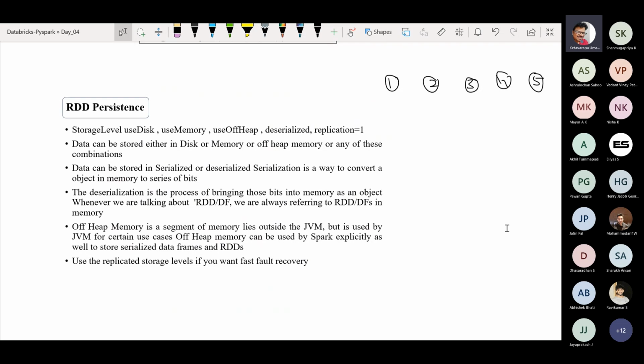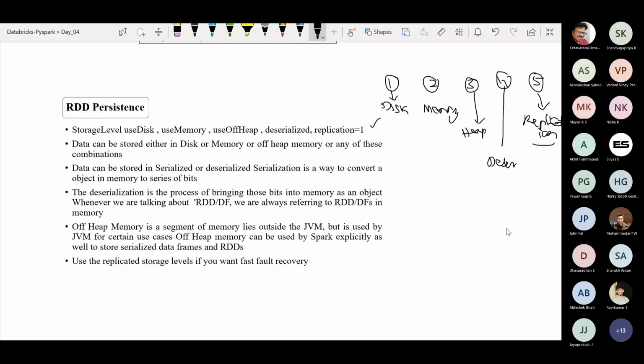First, we should know what each parameter is. This is the replication, guys, that's what we are having, the 1, 2, something like that. And your first thing is use disk. This is the disk. Second thing is memory. Third thing is heap. Deserialized. Simple. Serialization is maintenance of the state of the object, and vice versa. In terms of Java also you might be having this.